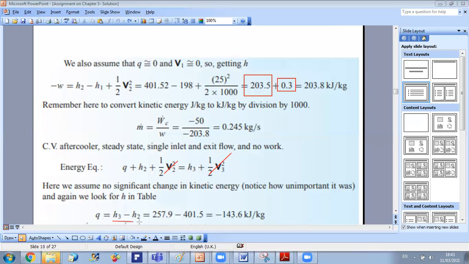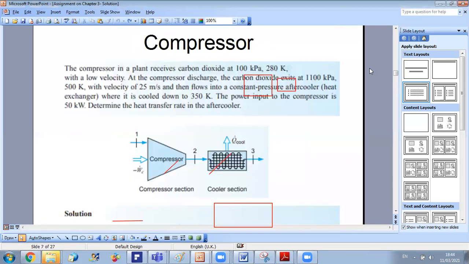We have found all values of H, so always verify your result. You should get a negative result. Why? Because it's a cooler. When you go through the cooler, you lose heat. Since heat is lost, Q should be negative, because by convention in the energy equation, Q is considered positive when it's gained by the system, and negative when it's lost by the system. In opposition to work: if I provide work to the system, it's considered negative. This is why in the energy equation, Q and W are on opposite sides, because we are using opposite conventions for them.